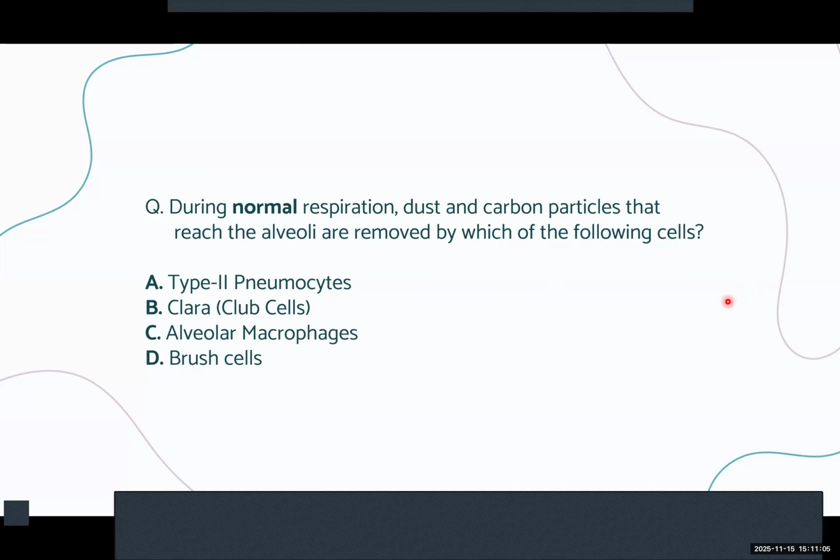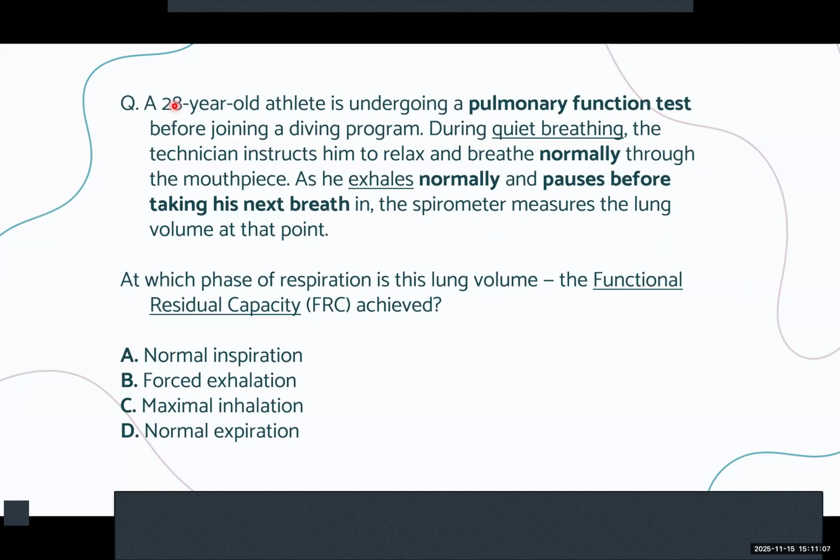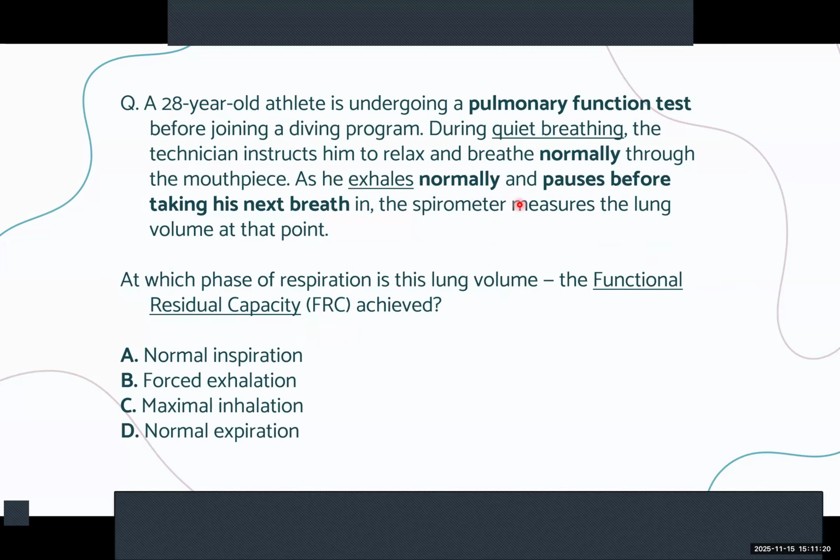And moving to the next slide. A 28-year-old athlete is undergoing a pulmonary function test before joining a diving program. During quiet breathing, the technician instructs him to relax and breathe normally through the mouthpiece. As he exhales normally and pauses before taking his next breath in, this parameter measures the lung volume at that point. At which phase of respiration is this lung volume, the functional residual capacity, achieved?